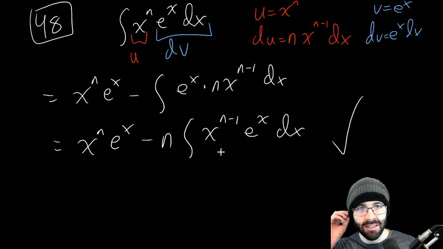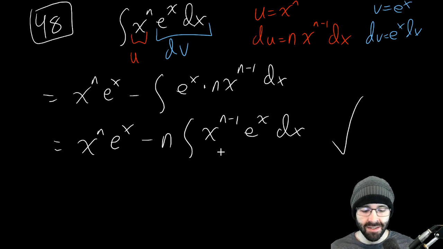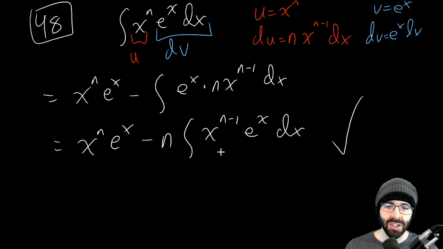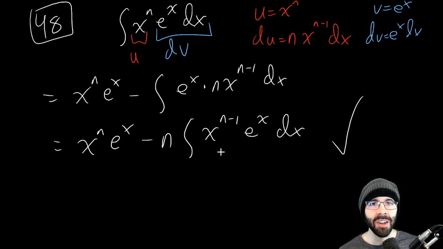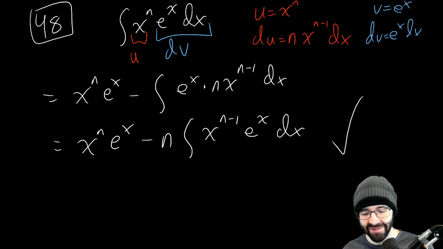And then we could do this n minus 1 more times, if n were a positive integer, which it is, and eventually evaluate this integral. But we're not going to.